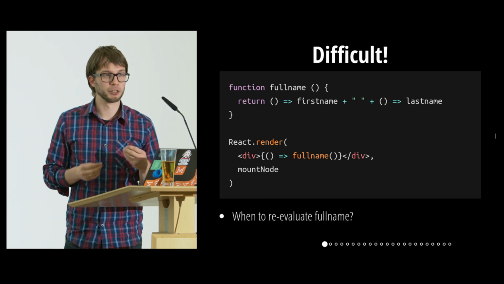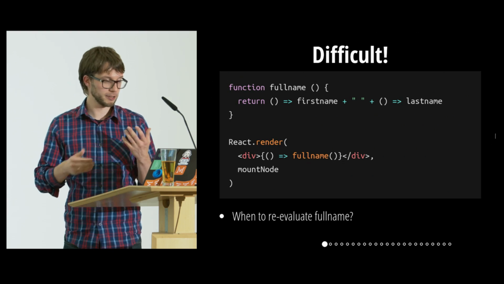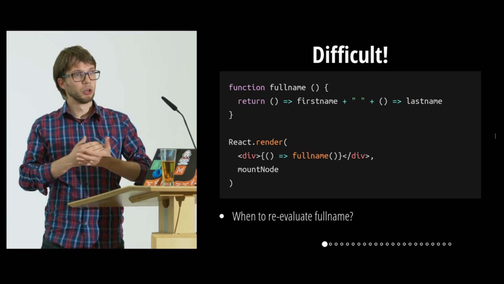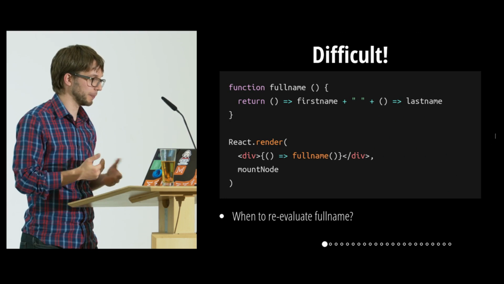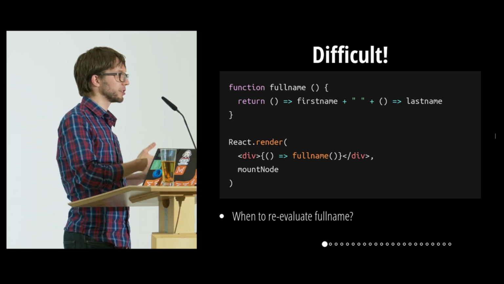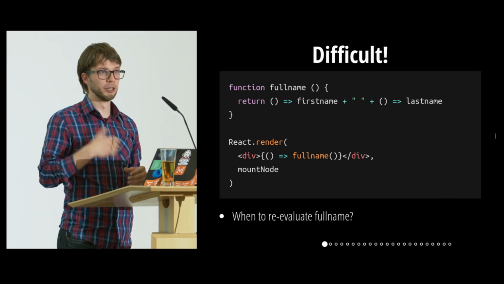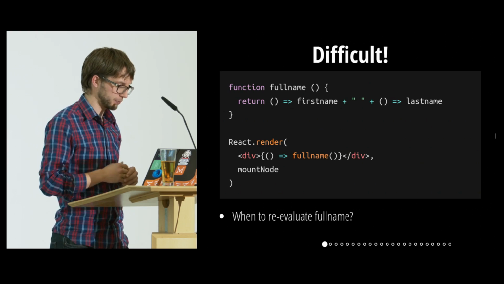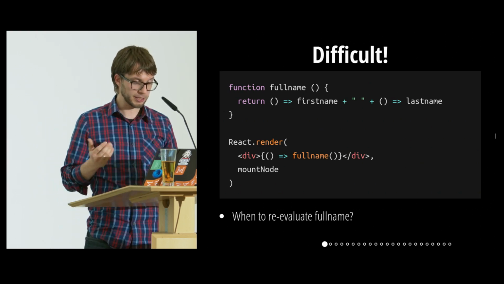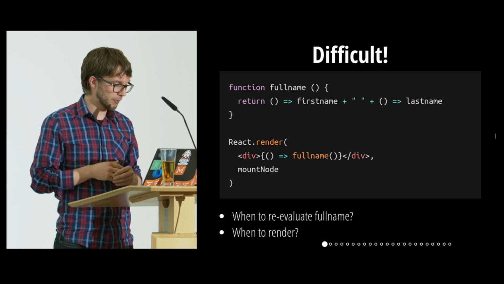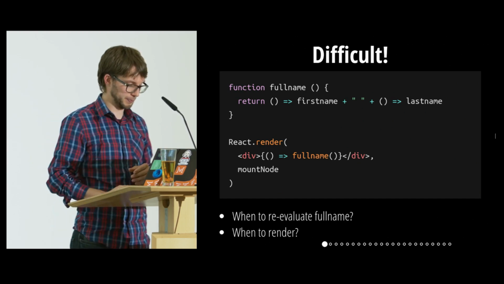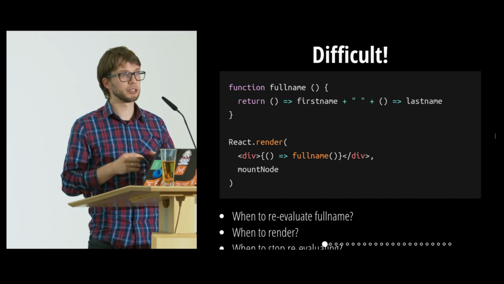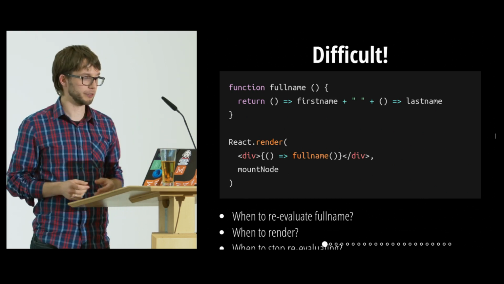And we have a lot of questions to answer when we start passing around thunks. Like, for example, when should we re-evaluate the full name? For us as humans, it's clear: whenever the first name changes or when the last name changes. But how should React know? And when do we need to re-render? And also important, when do we stop calculating these things?